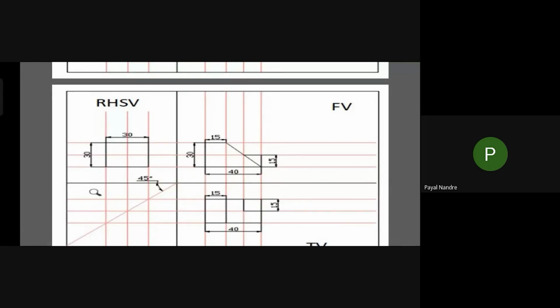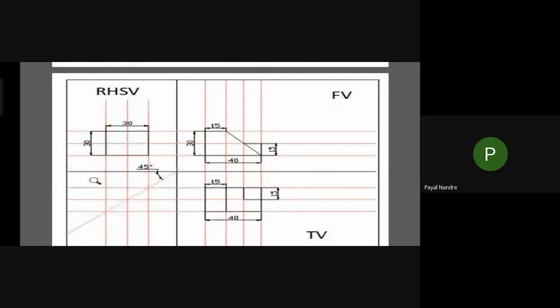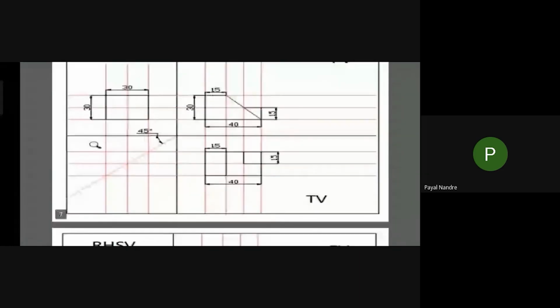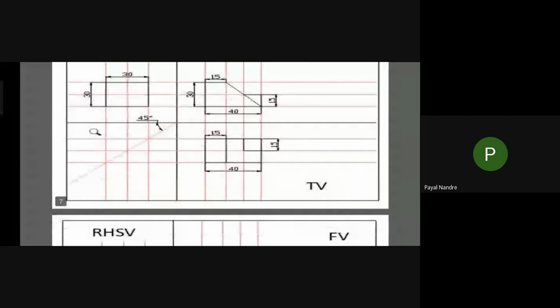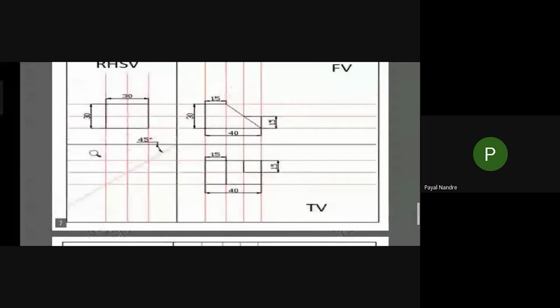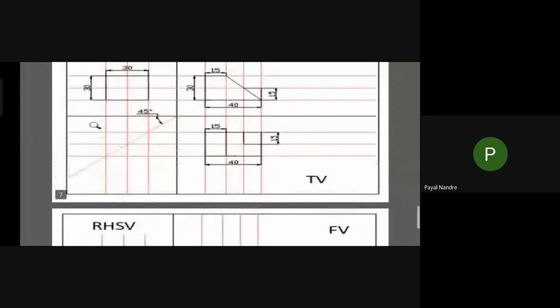Hello friends, I am Ashish Singh Negi. I will present another part of the given problem, in which I will explain how we have to draw the right hand side view. To draw the right hand side view, first we have to make a line of 30 millimeter parallel to the y-axis, and a line of 30 millimeter parallel to the x-axis. We have to join all the lines.